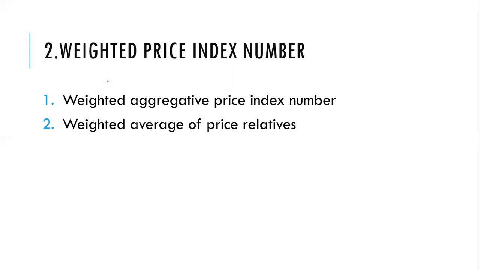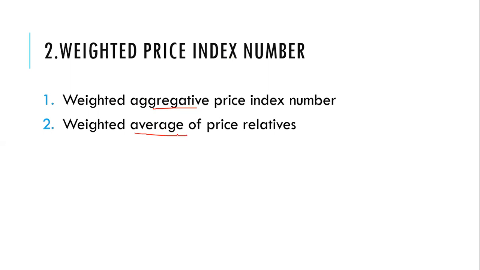But actually in practice, in real life, each product has its own importance. So for that purpose, weighted price index number will help us. It will be very helpful. In this method, we assign particular weights based on the particular product's importance. Under this method we have two: weighted aggregative price index and weighted average of price relative method.